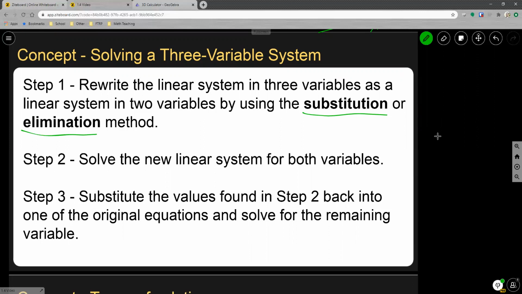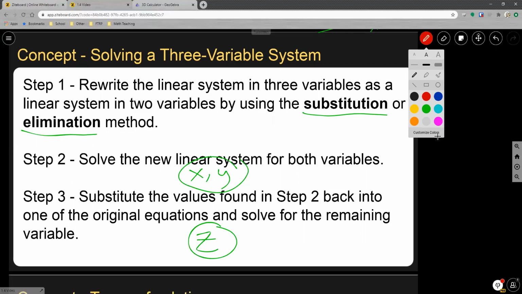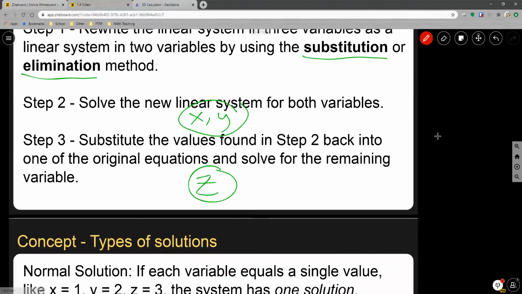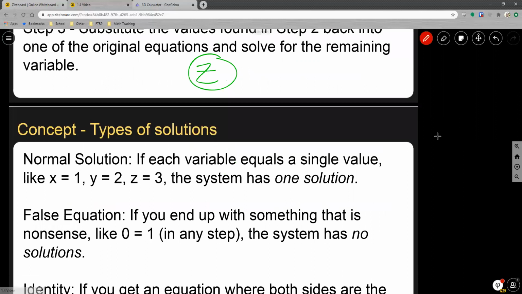And then once we get a new linear system with two variables, we solve it for both of those variables. So maybe I solve for x and y. I find out what those variables are equal to. Then I can take these two variables and plug them right back into the original equations to solve for the last variable, which would be z. We're going to see this in action in a second. It's kind of a meticulous process, but it is fairly straightforward at the same time.